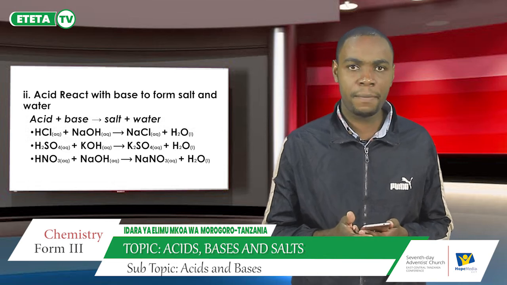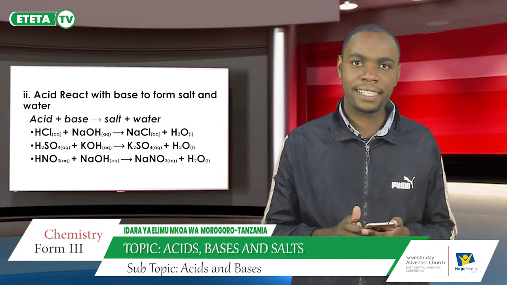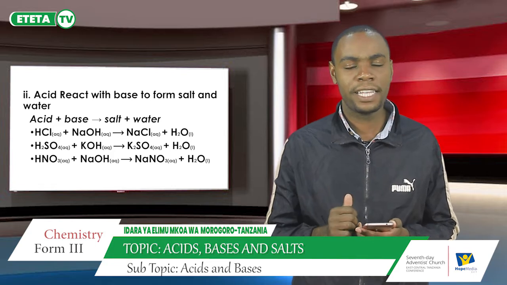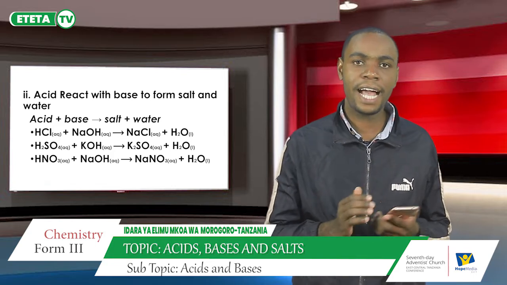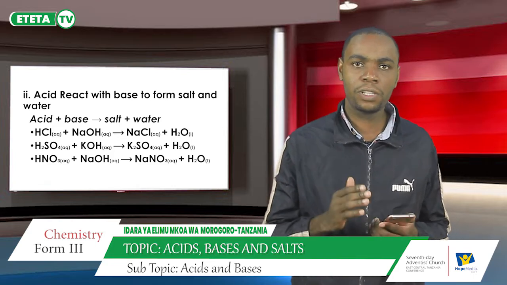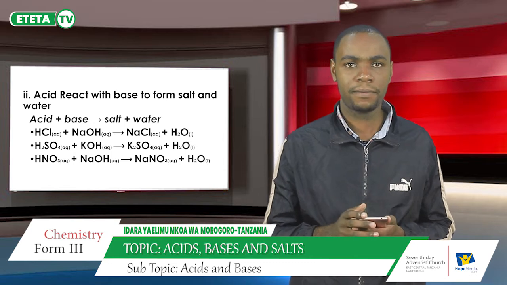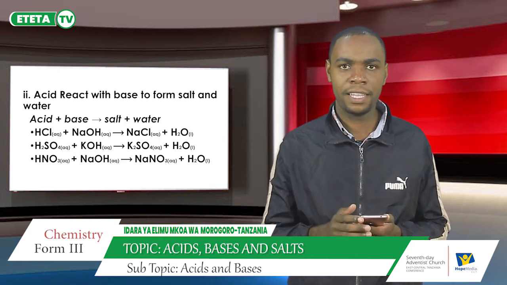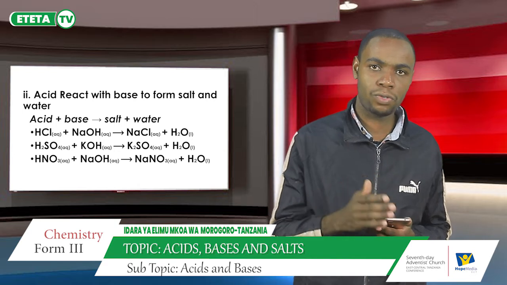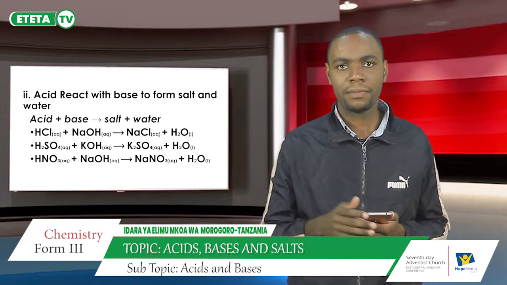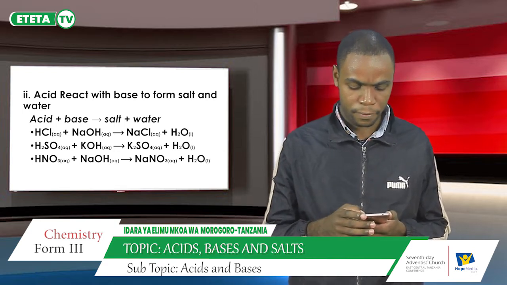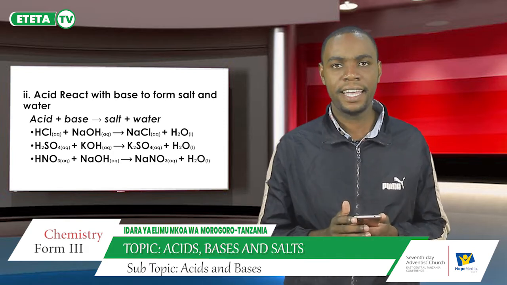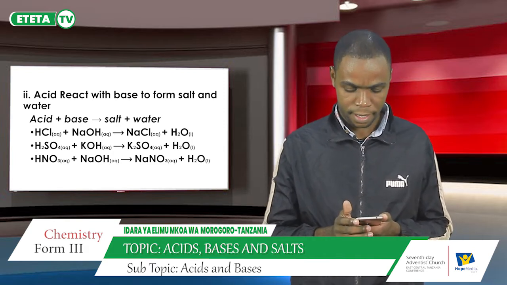The second chemical property of acid: acid reacts with a base to form salt and water. So in the reaction between acid and base, salt and water are produced. If you take an acid and react it with a base, the product is a metal salt and water. For example, the reaction between hydrochloric acid and sodium hydroxide.